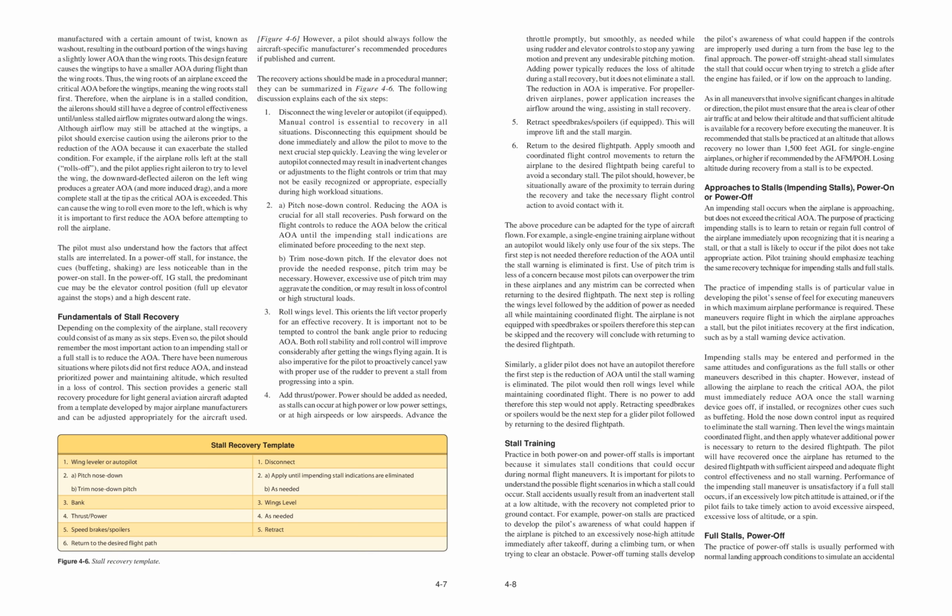Nose-down control input is required to eliminate the stall warning. Then level the wings, maintain coordinated flight, and then apply whatever additional power is necessary to return to the desired flight path. The pilot will have recovered once the airplane has returned to the desired flight path with sufficient airspeed and adequate flight control effectiveness and no stall warning.